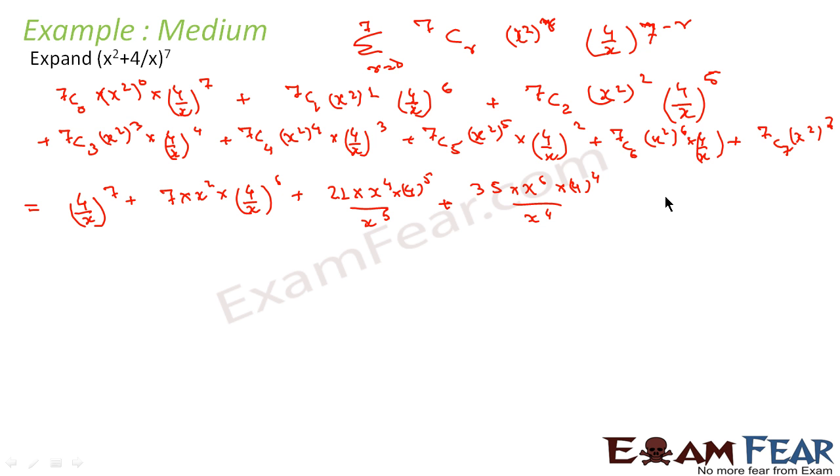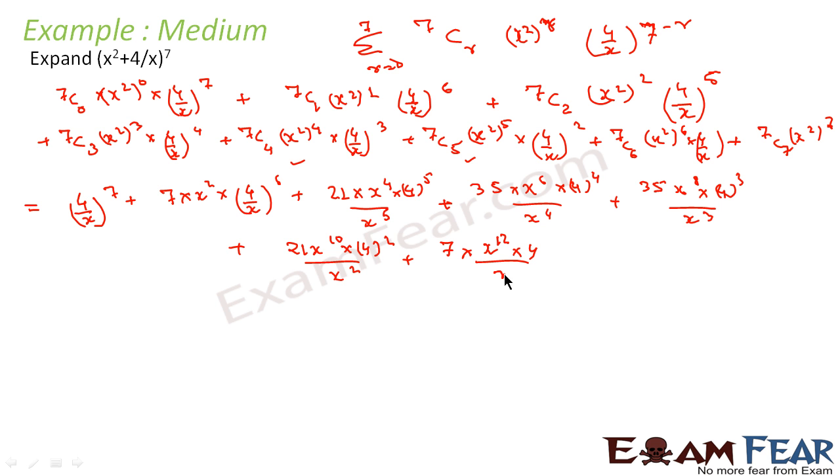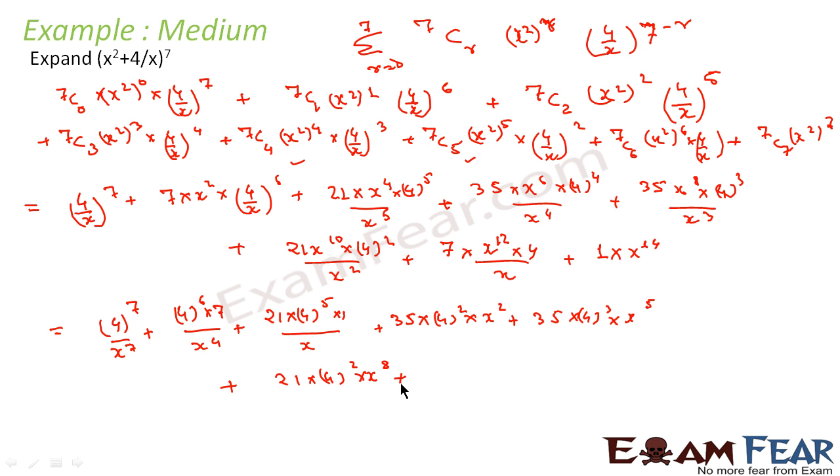Please note that 7C3 is equal to 35. We have learned this in the combination chapter. 7C4 also becomes 35, so we get 35 into x^8 into 4^3/x^3. Plus 7C5, which is 21, x^10 into 4^2/x^2. Plus 7 into x^12 into 4/x. This becomes 7 into 4 into x^11, plus x^14.